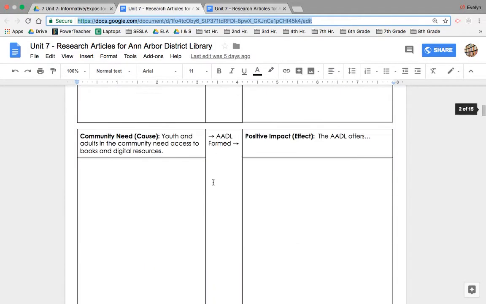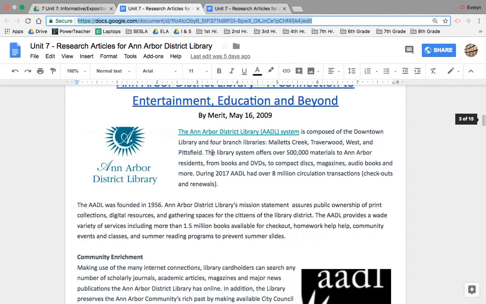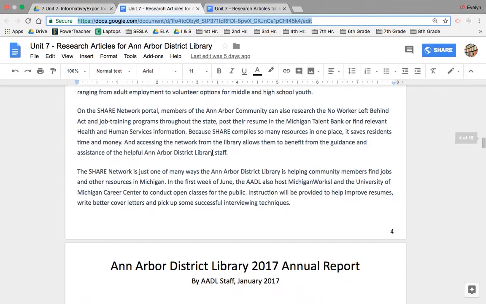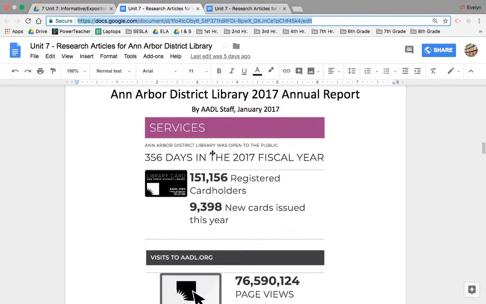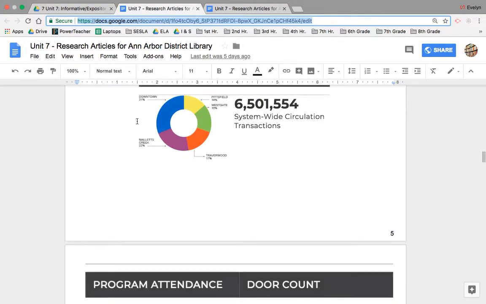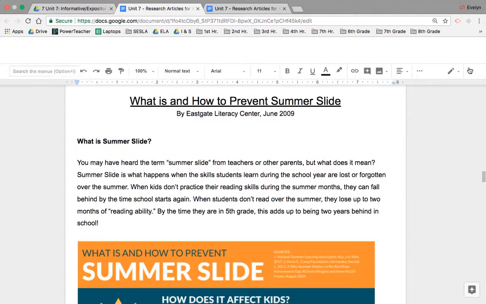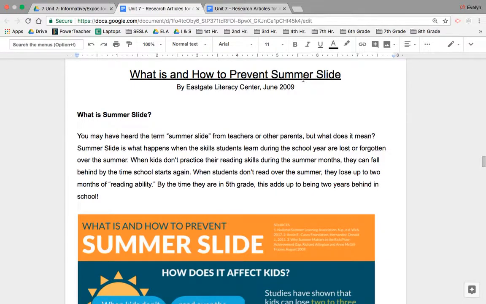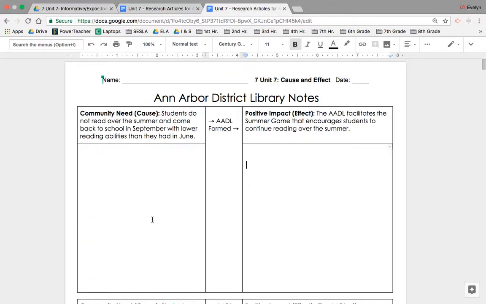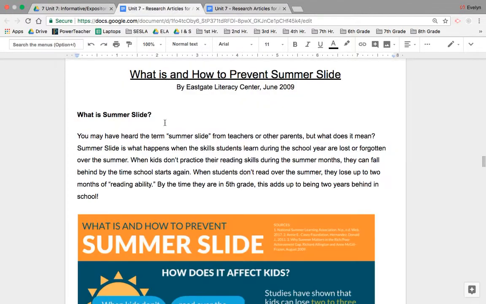Now, most of you have already read the first article, so we're going to skip that. And we're going to go directly to the page that says what is and how to prevent summer slide. Remember, I'm looking for supporting facts, supporting details, quotations, and definitions that students do not read over the summer and come back to school in September with lower reading abilities than they had in June.